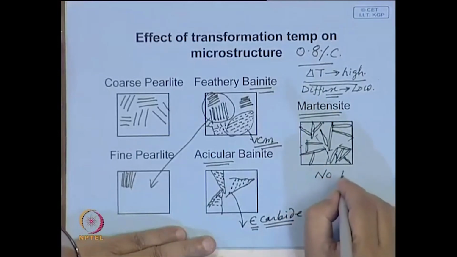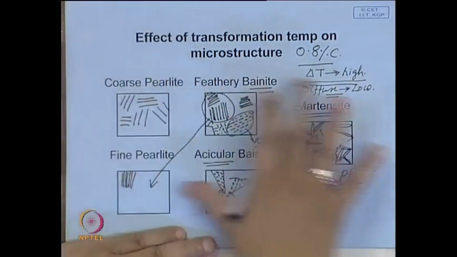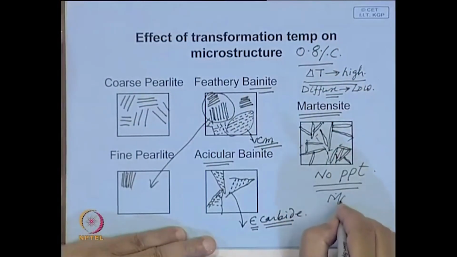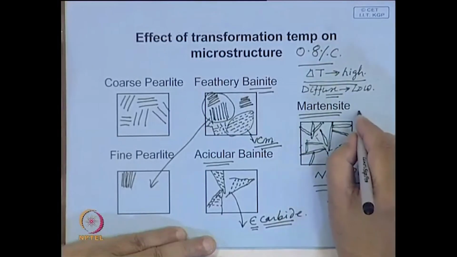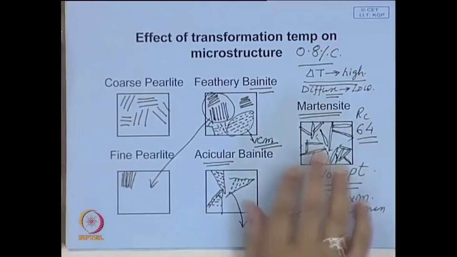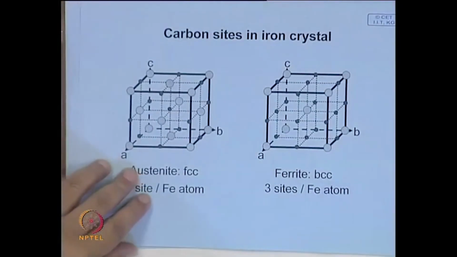What you have is no precipitate, and this is the type of structure which on quenching gives maximum hardness. Say on the RC scale, it may be some RC 64. So, this is an extremely hard structure that you can get in the steel. Now, the question comes, why is it so hard? I mean, what happens? Where does this carbon atom go if you cool it very fast?